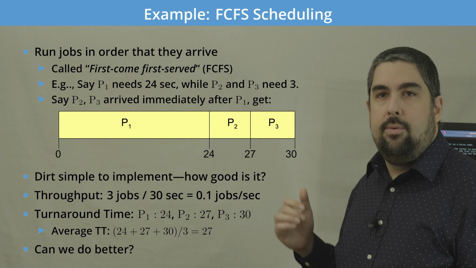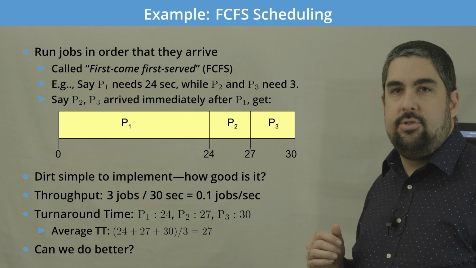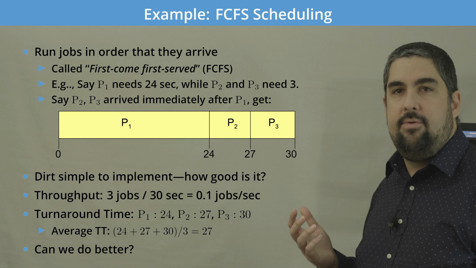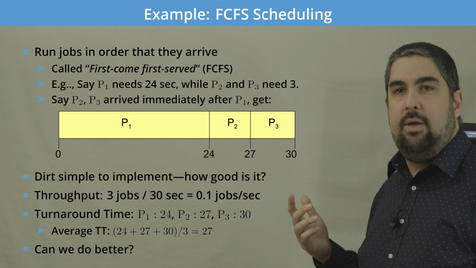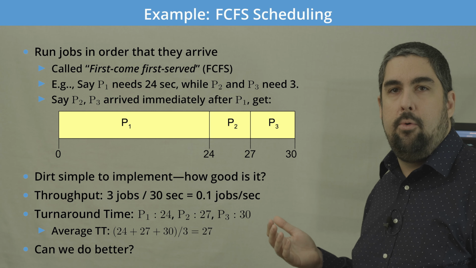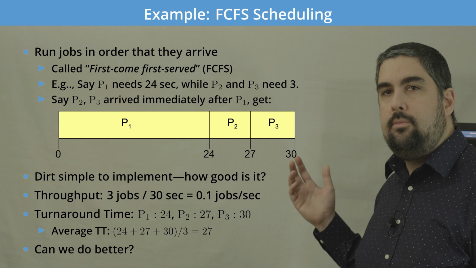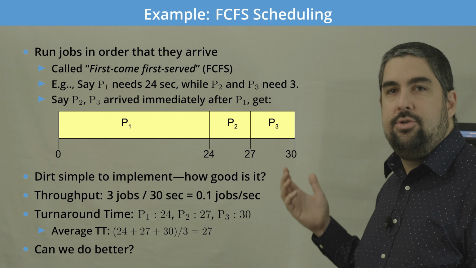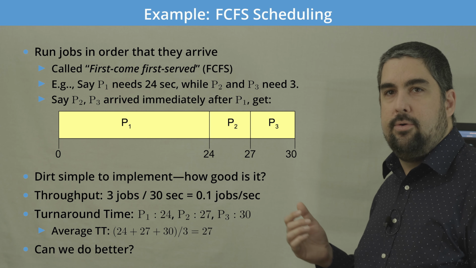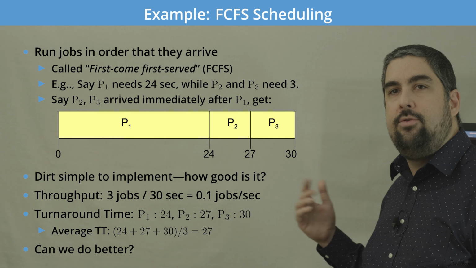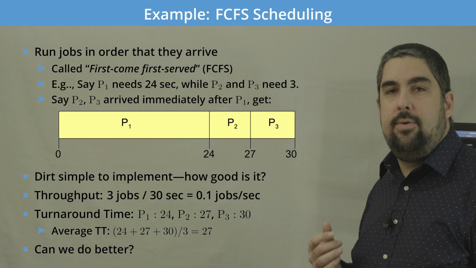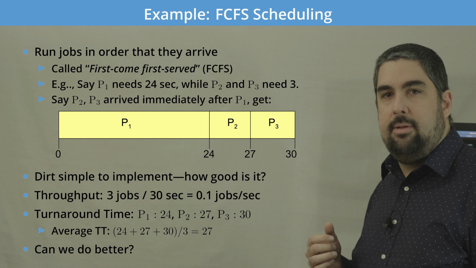The first policy that we're looking at is the first come, first serve policy. So this is pretty straightforward. If I get tasks P1, P2, and P3 in that order, I'm just going to process them in the order that I've received them. Here, let's assume that P1 needs 24 seconds, P2 and P3 need 3 seconds to complete. So this is a really easy scheduler to implement.